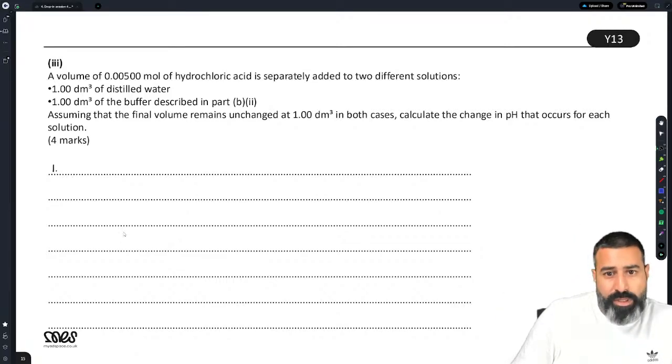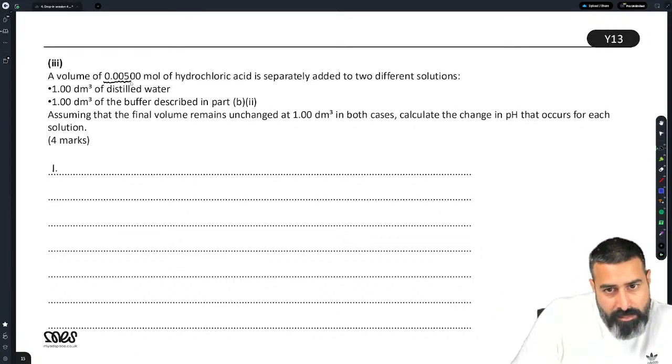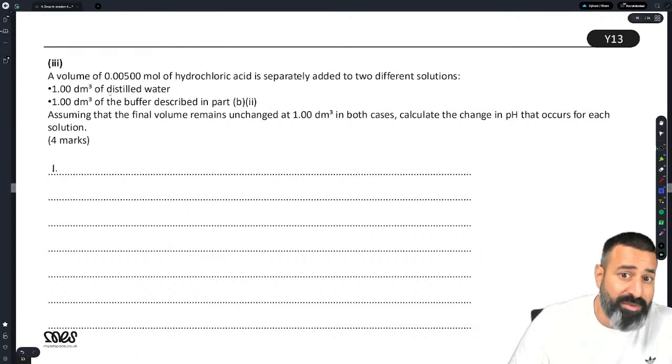So adding 0.005 moles of HCl to two different solutions. So 1 decimeter cubed of distilled water.